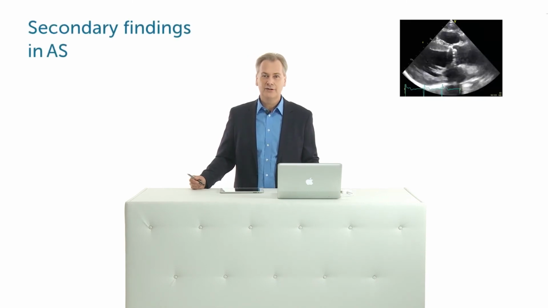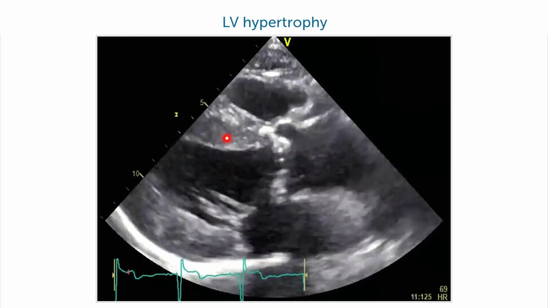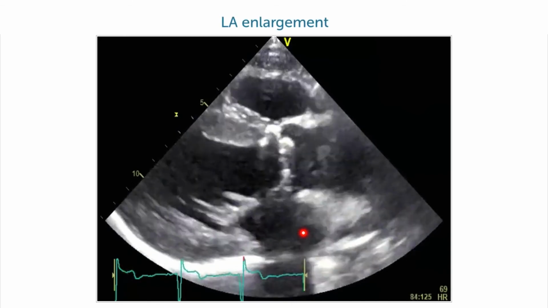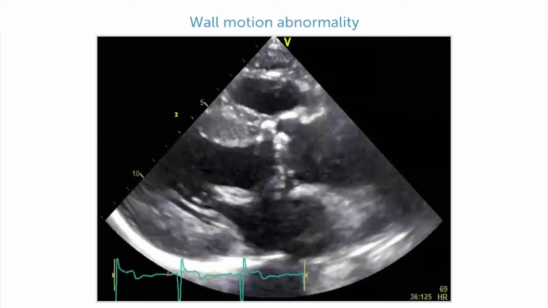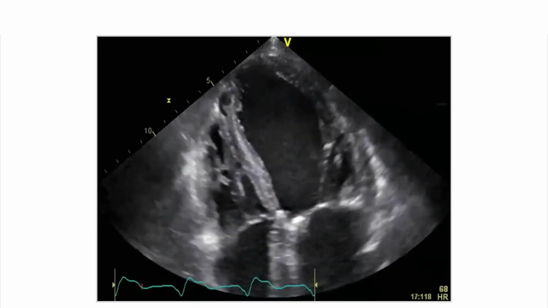So far, we focused more on the morphology of the aortic valve and how to grade the severity of aortic stenosis. Now I would like to focus on the secondary findings you will see in patients with aortic stenosis. They are equally important. What are they? First of all, left ventricular hypertrophy. Second of all, enlargement of the left atrium. Wall motion abnormalities, you can't see one here. And a dilatation of the ascending aorta.